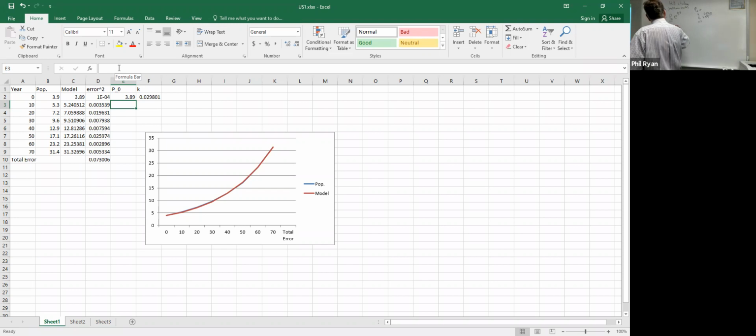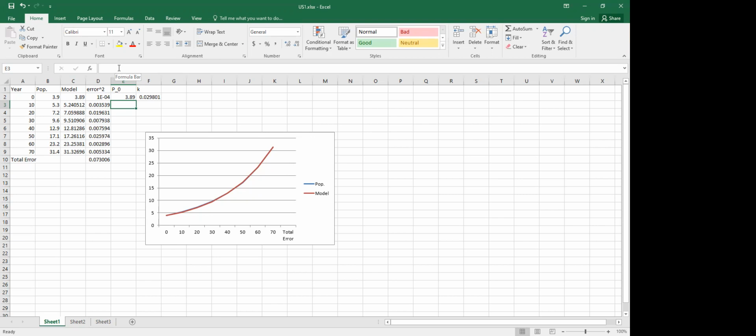scientist Verhulst said, well, maybe not, because his idea was you can't have a constant K. As the population gets bigger, resources get scarcer, the death rate's going to go up because people are going to starve. But also the birth rate is going to go down because if times are hard, people are going to have fewer children.